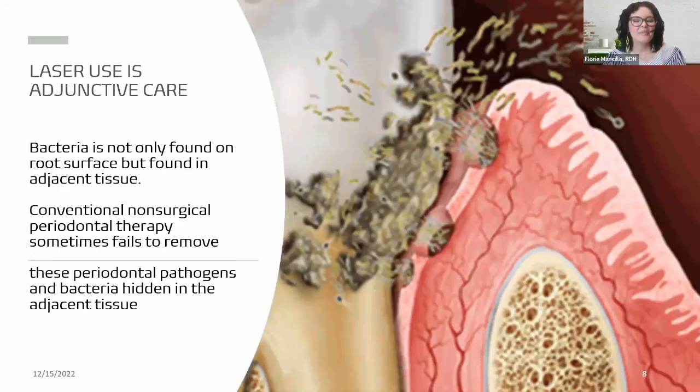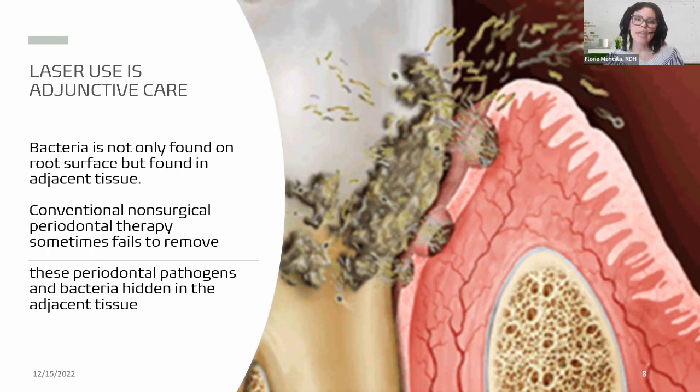So again, the reason why we want to implement lasers is that laser use is going to be adjunctive care. Sometimes I get questions from new laser users, and they say, am I removing calculus with this laser? Do I still need to use my ultrasonic? Am I still doing my hand instrumentation? The nice thing about laser use is you can treat your patients however you want, with whatever protocols you already have. You don't necessarily need to change those.